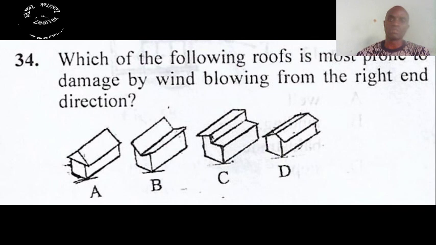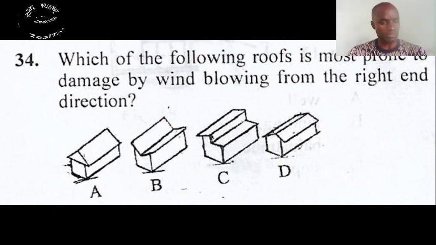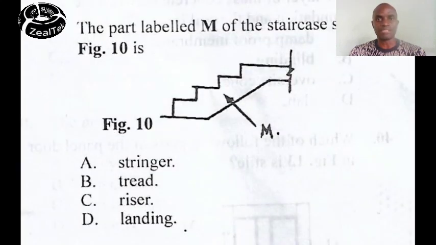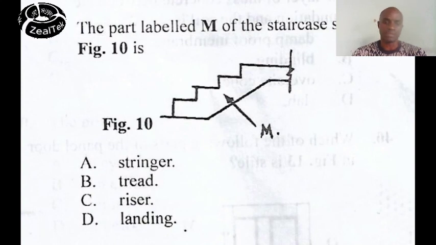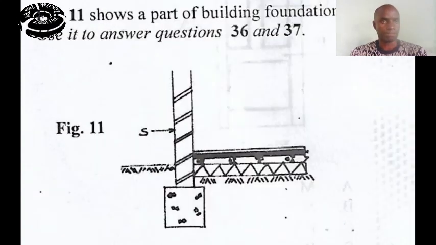Question 34. Which of the following roofs is most prone to damage by wind blowing from the right-hand direction? The correct answer is B. Yes, anywhere it can be removed easily. 35. The part labeled M of the staircase shown in figure 10 is, well, the correct answer is stringer. It's the side of a staircase. It is called a stringer. Take note of that. Please, the answer is A.